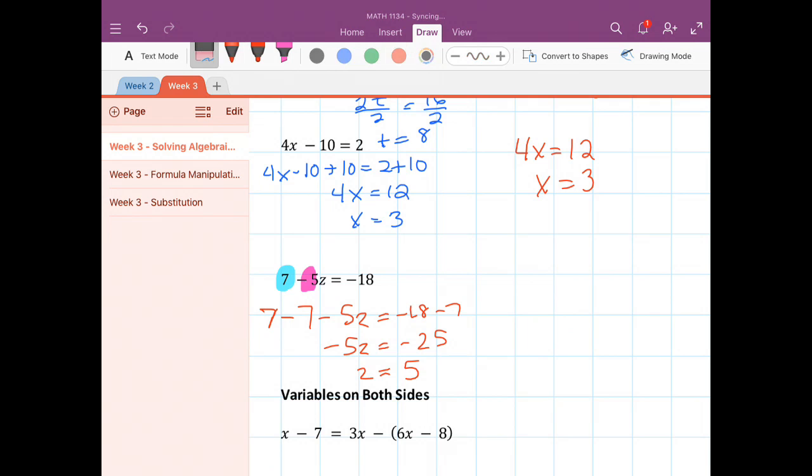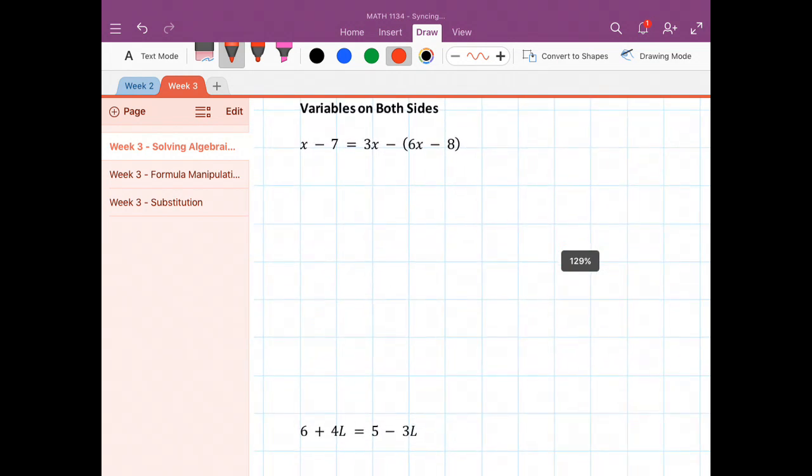If you prefer to think of it the other way, if I cover this up, 7 minus what gets you to negative 18. And that is going to mean that our negative 5z is going to be negative 25. So z is 5. Okay.